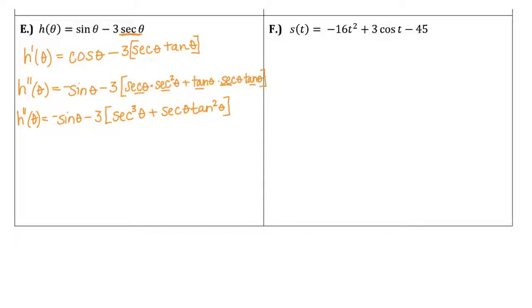All right, looking at our next problem. Again, this would be a position function, most likely. And so s prime at t, which would give me the velocity of the particle, that's going to be negative 32t minus 3 sine t. There's your derivative. And then your second derivative is actually going to give you your acceleration. So that's going to be negative 32 minus 3 cosine t.